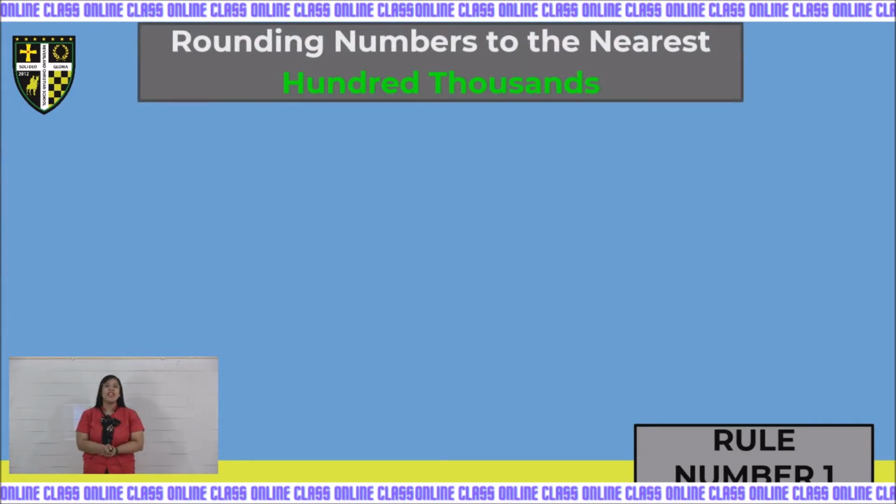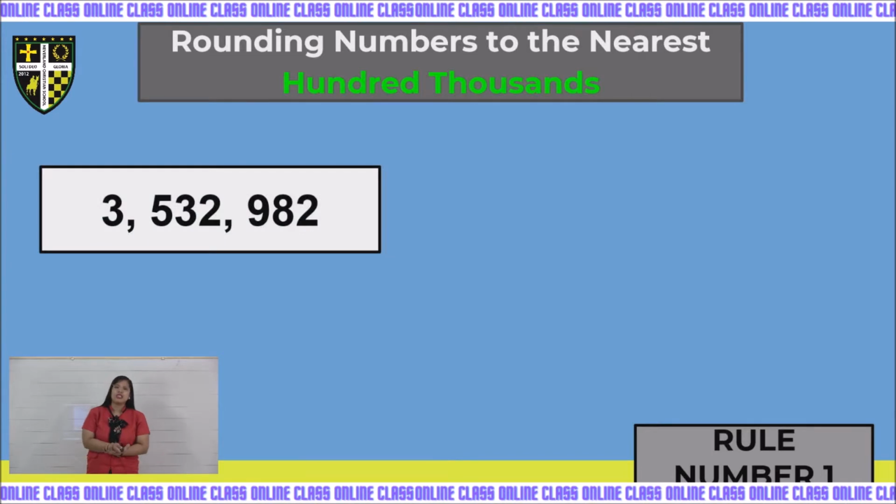So, we will do some examples. First, we have rounding numbers to the nearest 100,000. We are given 3,532,982. Again, we have steps in rounding off numbers. First, we will identify the digit in the 100,000 place and then look at the digit to its right.